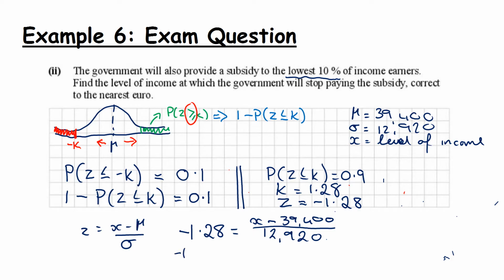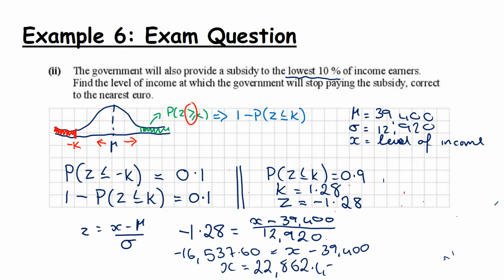So we multiply both sides by 12,920, which will give me minus 16,537.60 equals x minus 39,400. And we'll rework that and find that x is equal to 22,862.40.